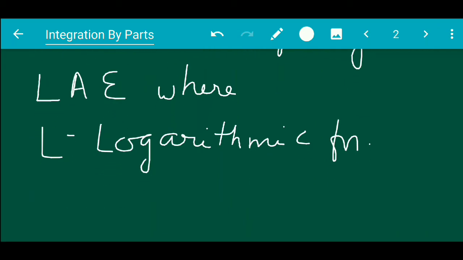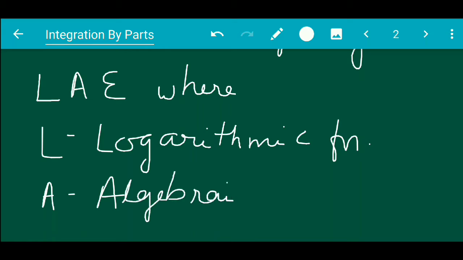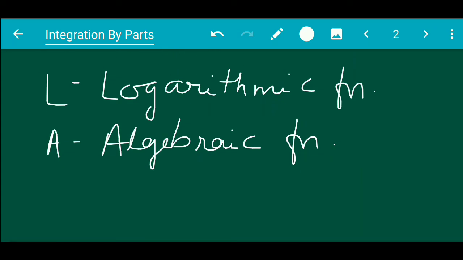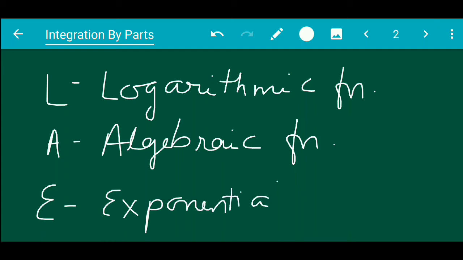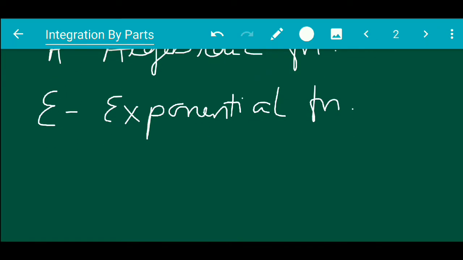Similarly, A is an algebraic function. A stands for algebraic function. And E stands for exponential function. So whichever function comes first according to this particular LAE, you can take it as u.